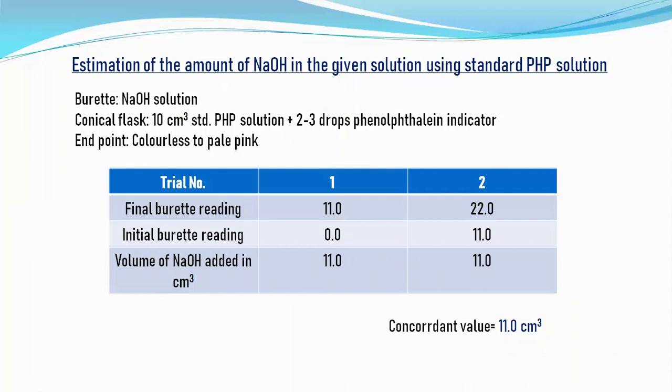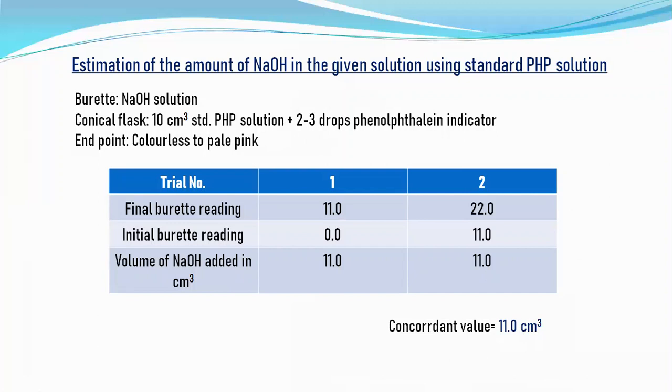There will be no PHP molecules left in the solution. Then it is only the base, the NaOH, which you are going to add just after the end point. So when you add one extra drop after the end point, that is after the neutralization of PHP, you can see that since the medium becomes basic in nature, the phenolphthalein shows the exact color change. The immediate color change will be observed from colorless to pale pink.